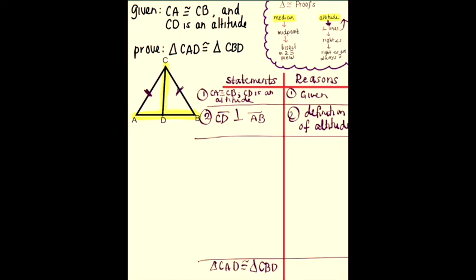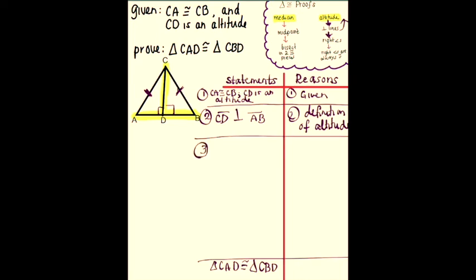So what comes after altitude? We said perpendicular lines. So we use that. After perpendicular lines have been talked about, we have to mention right angles because perpendicular lines make right angles. So this angle is a right angle, and so is this one.